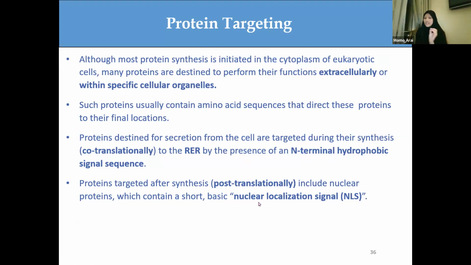It's called nuclear localization signal. So from the name, where does it go? It goes to the nucleus. So the protein goes to the nucleus. Does that make sense for everyone? So if it's rough endoplasmic reticulum, the signal sequence is called hydrophobic N-terminal signal sequence. If it's nucleus, it's nuclear localization signal.